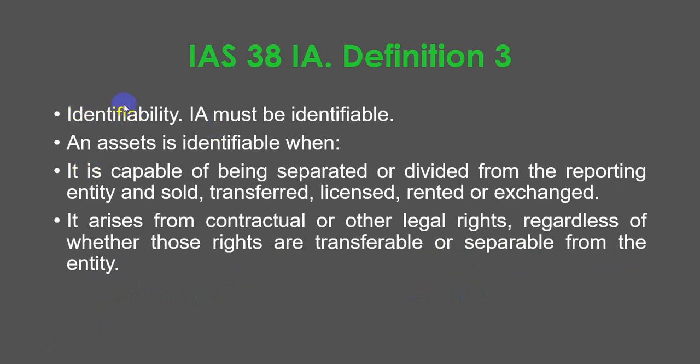Identifiability. Intangible assets must be identifiable. An asset is identifiable when it is capable of being separated or divided from the reporting entity and sold, transferred, licensed, rented, or exchanged. It arises from contractual or other legal rights, regardless of whether those rights are transferable or separable from the entity.